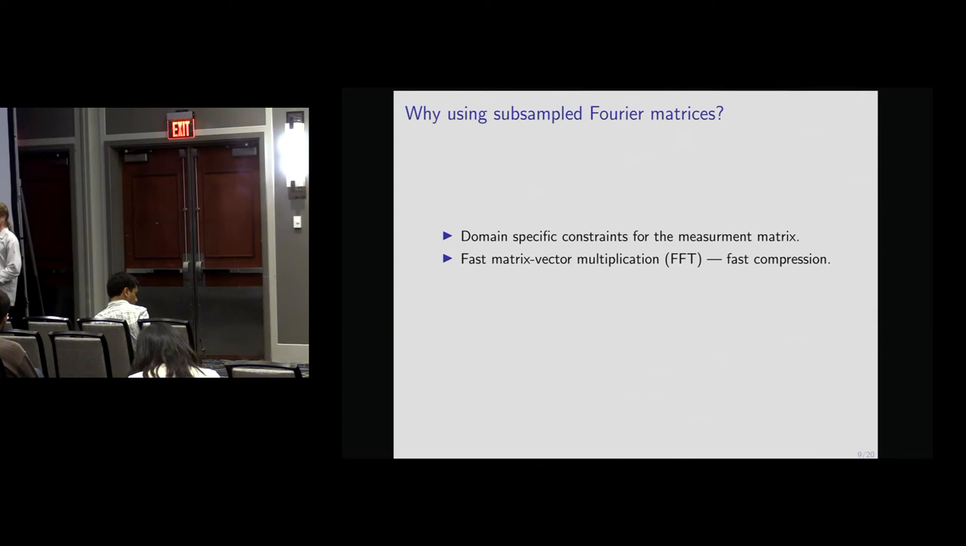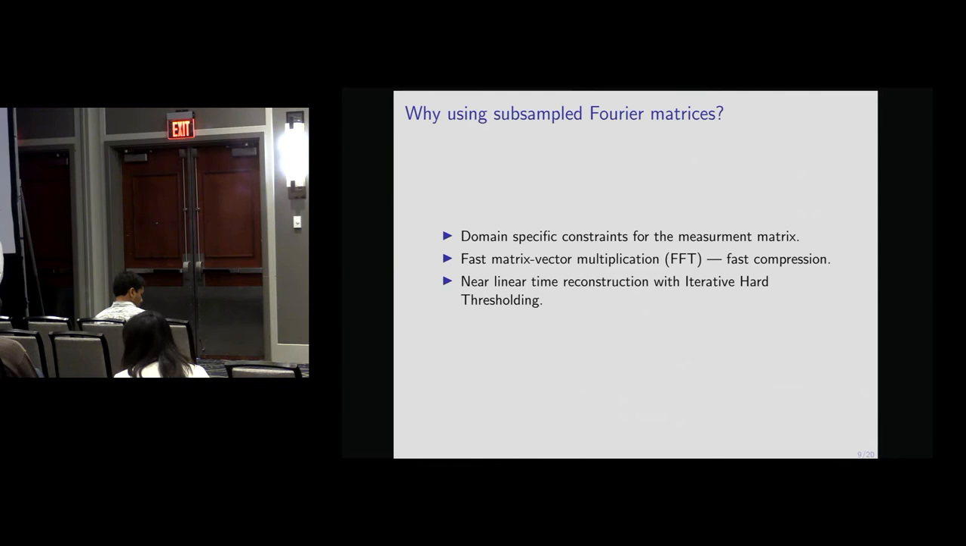And also, even more importantly, because of this fast matrix-vector multiplication, the decoding algorithm can be made near-linear as opposed to much slower, just because there are decoding algorithms that are iterative, the same way we often solve a linear system iteratively. You just apply multiplication by the measurement matrix and its transpose iteratively. If you have fast matrix-vector multiplication, this recovery is going to be fast. So we care about the subsampled Fourier matrices, and the question is, how many rows of the subsampled Fourier matrix do we need to guarantee this restricted isometry property?